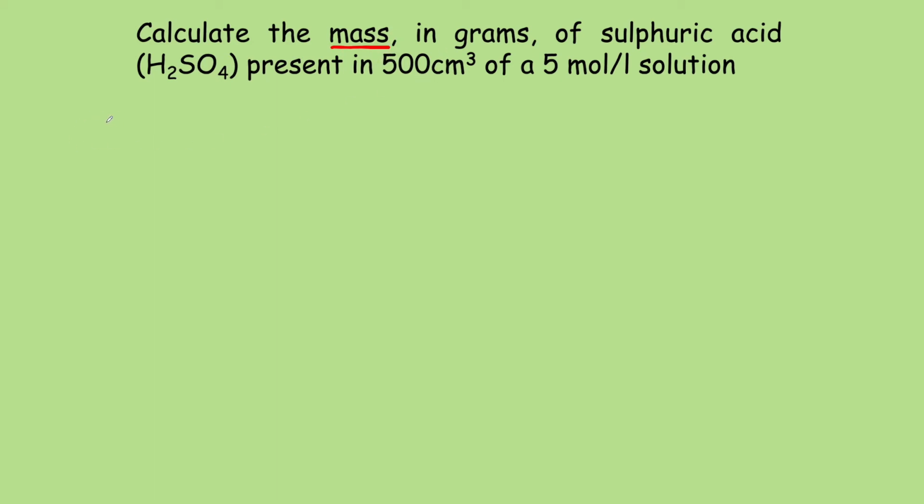Now our triangle, which I'm sure we haven't forgotten, has 3 letters in it. It has N, C, and V. Now none of these stand for mass, but we do have a triangle from previous calculations that has mass in it.